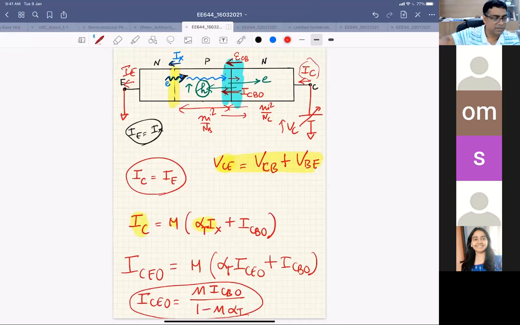Electrons go to the collector because the electric field is from collector to emitter, and holes come to the base. But these holes have nowhere to go, because they are collected at the base. So the base potential will increase slowly. That means the emitter-base junction is forward biased, which means more electrons are injected.